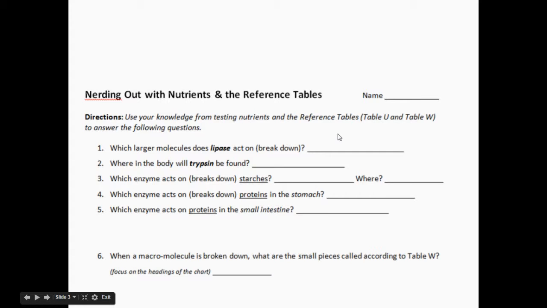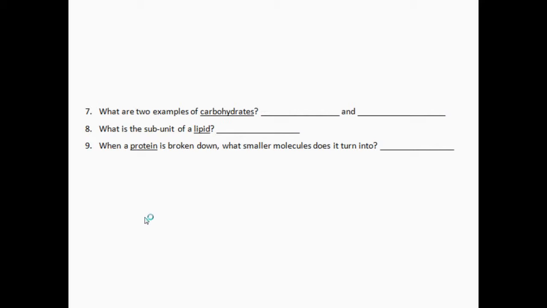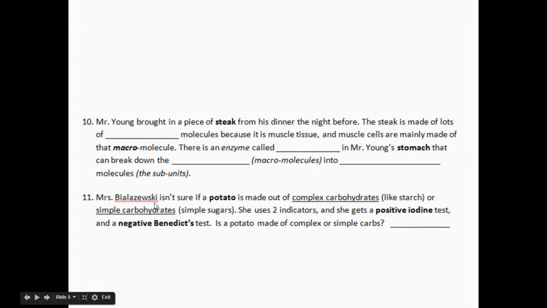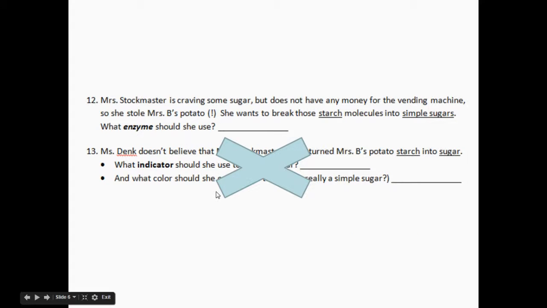Okay, now that you have marked up your reference table, you're going to take the white sheet that I gave you called Nerding Out with Nutrients in the Reference Tables, and you're going to use that marked up reference table to work through these problems and questions. Start with questions 1 through 5, and those should all come from table U, okay? And then you're going to work your way through questions 6, 7, 8, and 9, 10 and 11, 12, skip 13, and once you've done that, you're going to go to the instruction sheet, find the answer key, and you're going to check your answers, okay? And so hit pause while you go and do that.